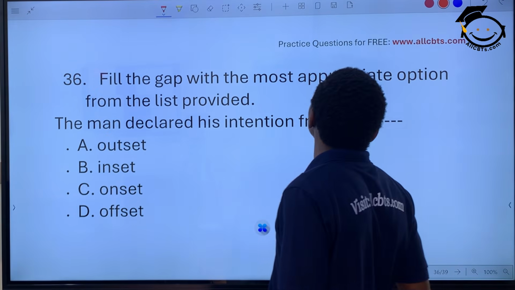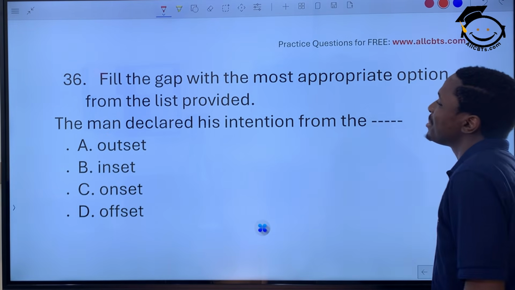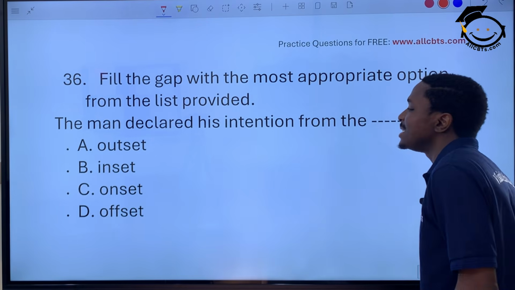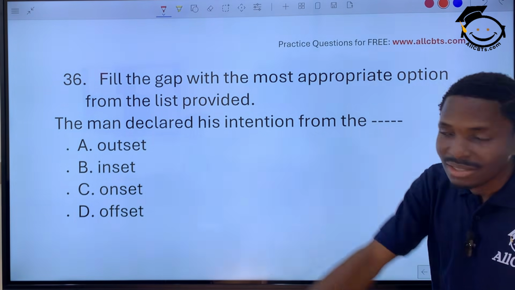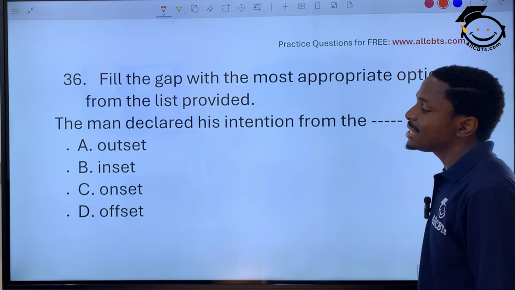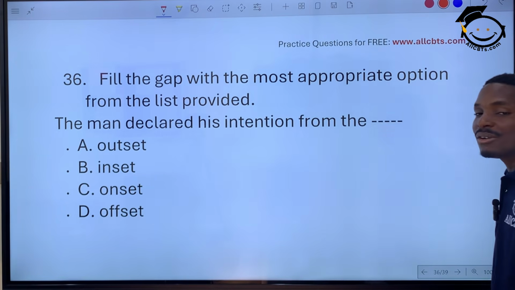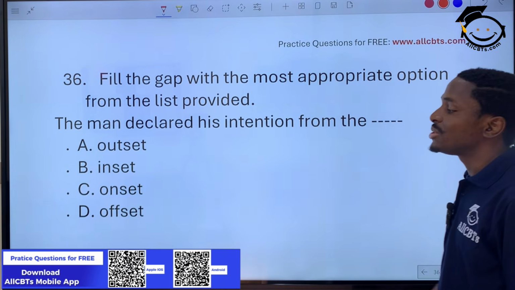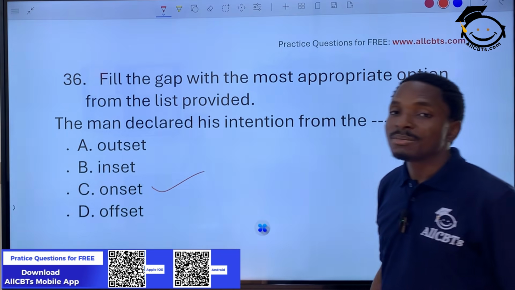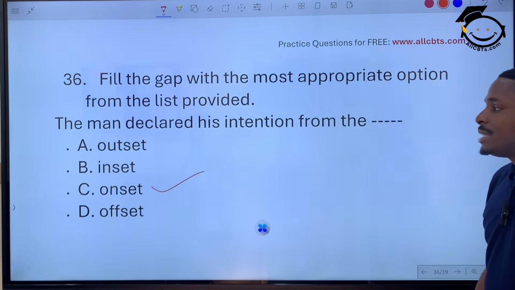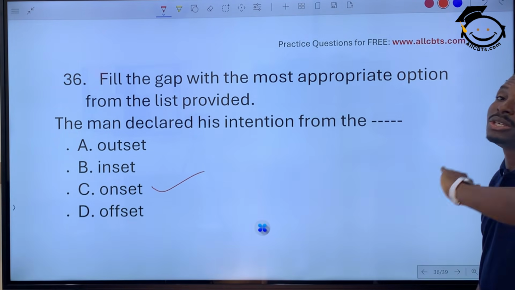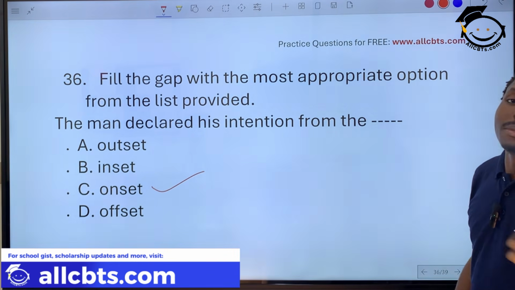Number 36. From the list, fill the gap with the most appropriate option. The man declared his intention from the dash: outset, inset, onset, offset. The correct word is onset, and onset means from the beginning. The man declared his intention from the onset, from the beginning.